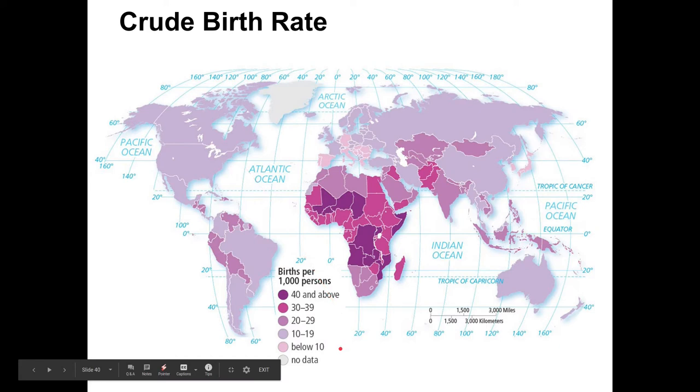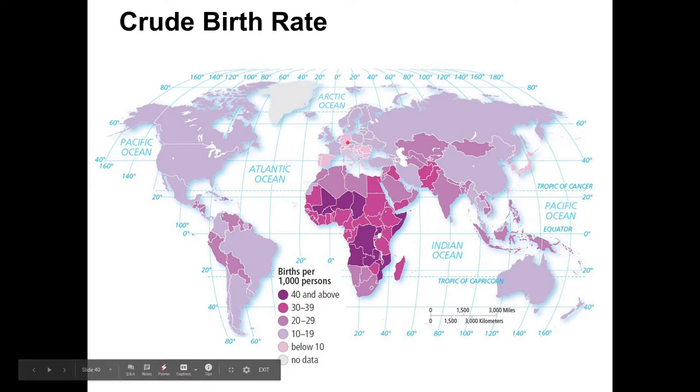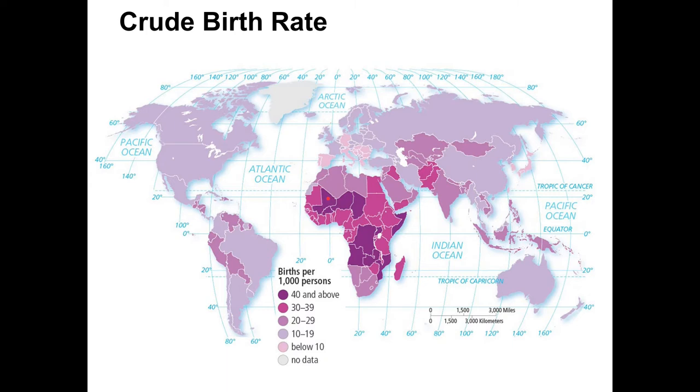And it's a big variation. Big, big, big. These countries, the births per 1,000 persons below 10. So Italy, it's below 10. In Mali, for example, it's over 40. So that's a fourfold spread on the data. It's a massive range. Crude birth rate.